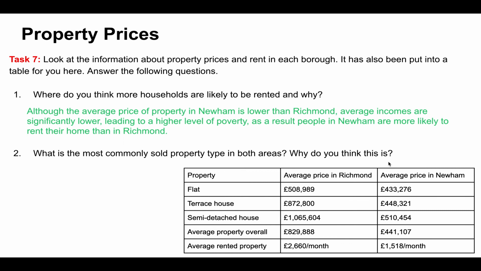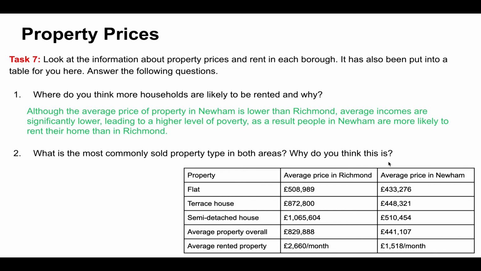Although the average property price in Newham is lower than Richmond, average incomes are significantly lower in Newham than in Richmond, leading to a higher level of poverty. As a result, people in Newham are more likely to rent their home than in Richmond.